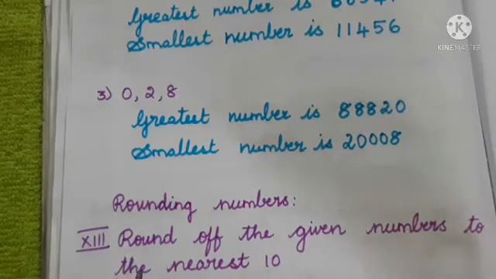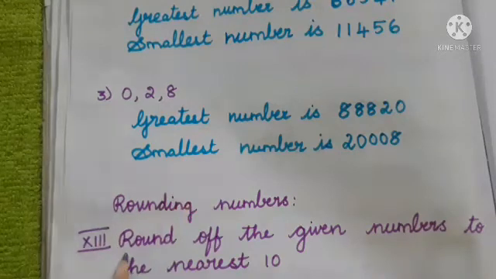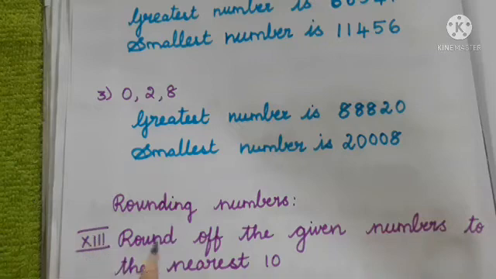Okay, so children, do you know what a number line is? A number line is a line in which the numbers are arranged in ascending order. In the number line, the numbers are arranged in what order? Ascending order, that means from smaller number to greatest number. We arrange the numbers from the left side to the right side, in ascending order, with equal interval.